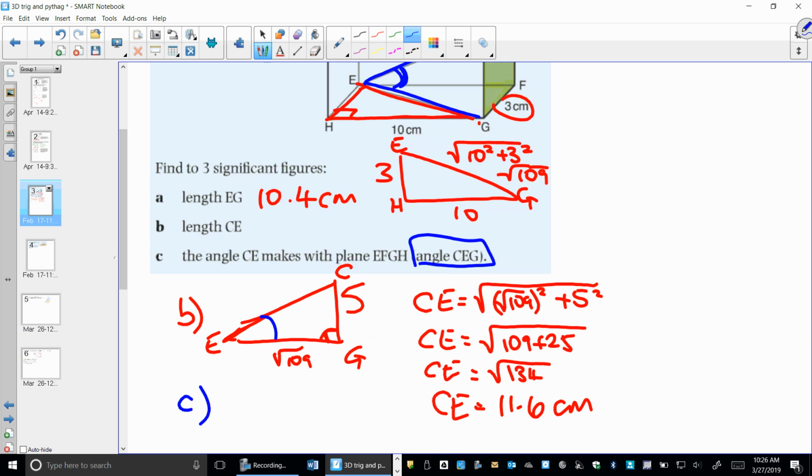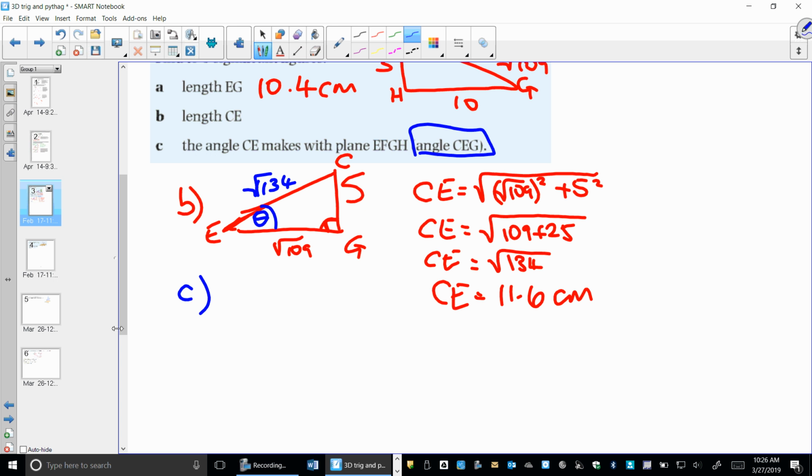So this is part C. I'm looking for this angle here. Now the fact that we've just found this to be root 134 means that I actually could use SOH CAH TOA to find that missing angle. You get to pick. So, okay, let's use sine. So the sine of the angle is the opposite over the hypotenuse. So it's 5 over root 109.